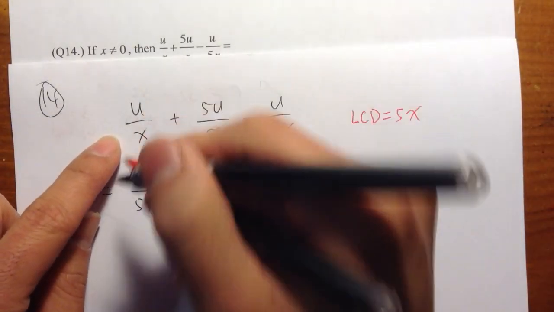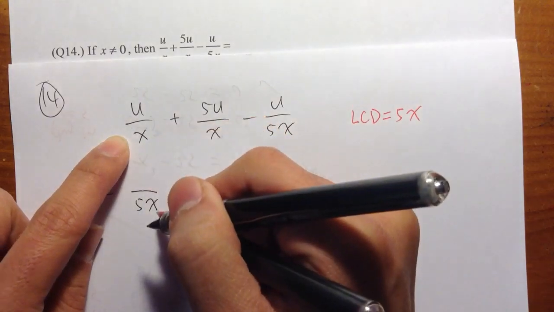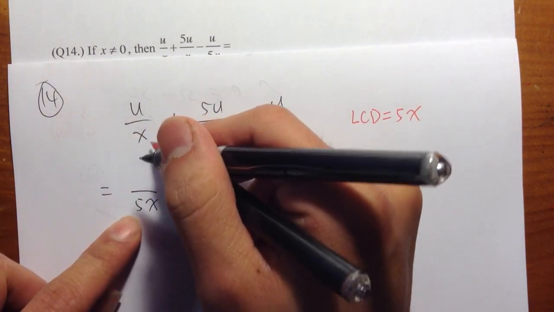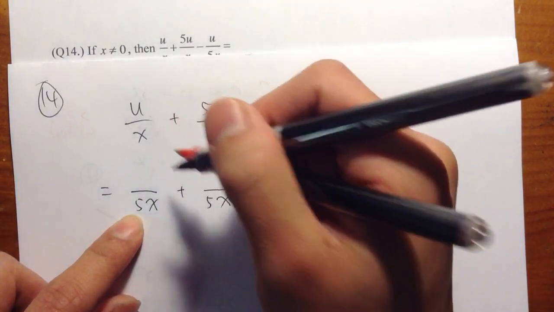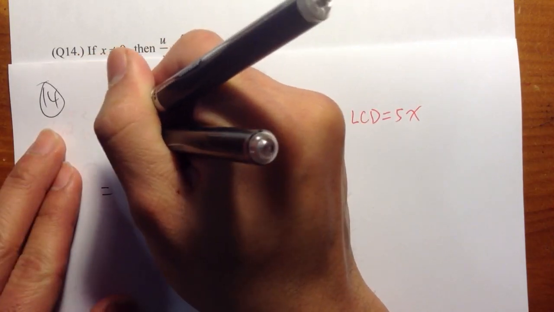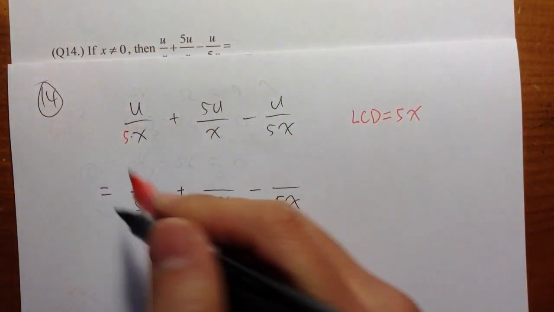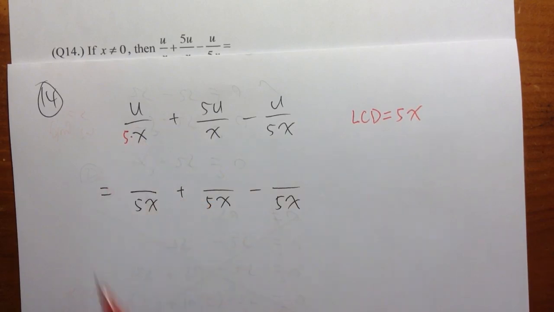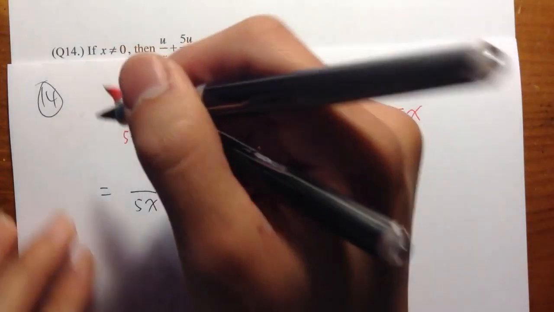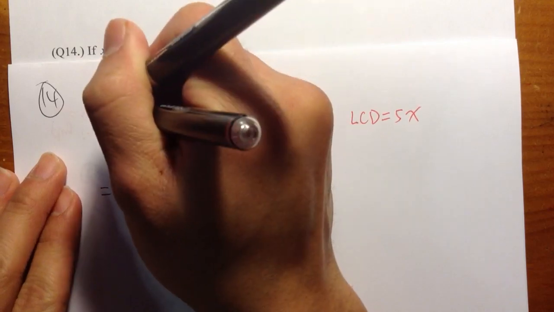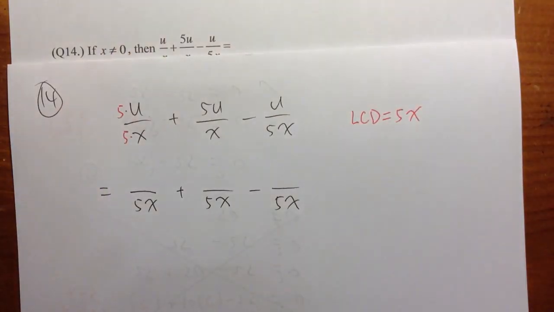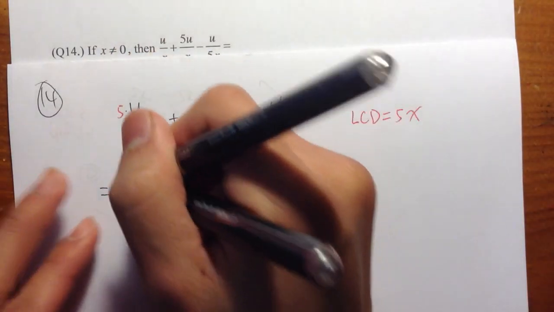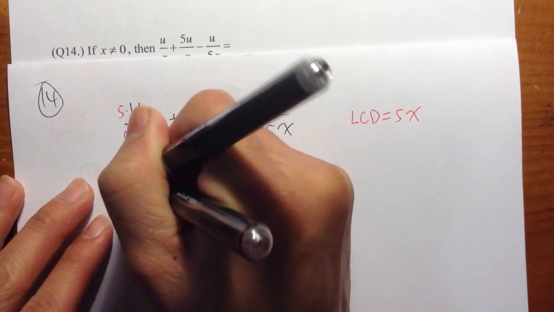For the first fraction, I have the x on the bottom already. I need a 5, so I need to multiply by the 5 on the bottom. So let me just put 5 times x. Again, we write the numbers before variables, so that's why I put the multiplication right here first. Do the same on the top. So I put 5 times u. So the first fraction becomes 5u.